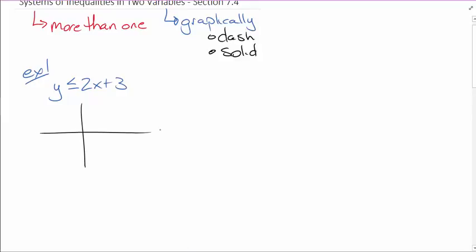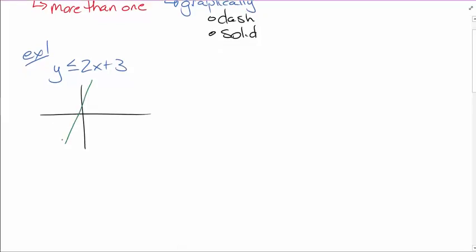Graphically, we would show the line y equals 2x plus 3, which has a slope of 2 and a y-intercept of positive 3. We're going to make this a solid line because equals is valid. So solid would be equals is good. We then need to decide whether we're shading above or below. I don't like to create a rule here that says when we have less than, we shade below, when we have greater than, we shade above.